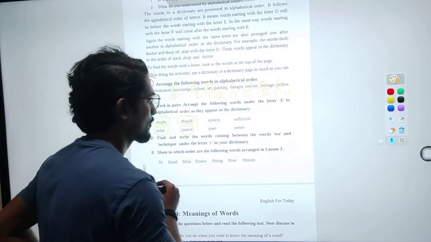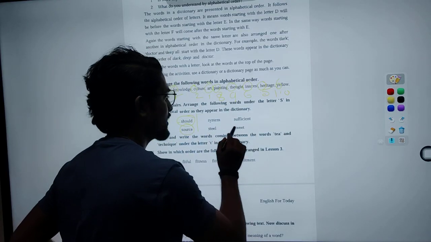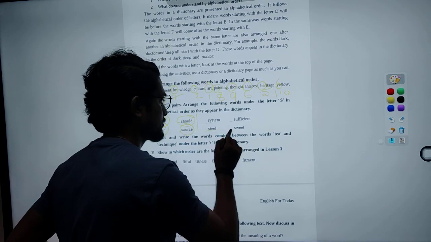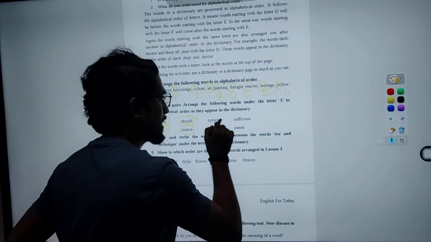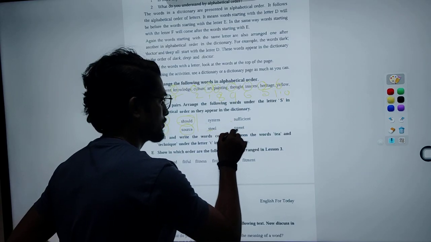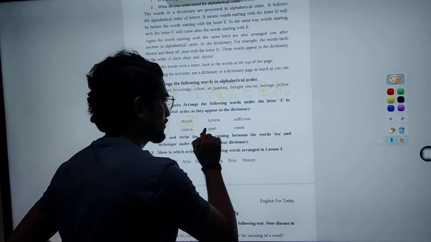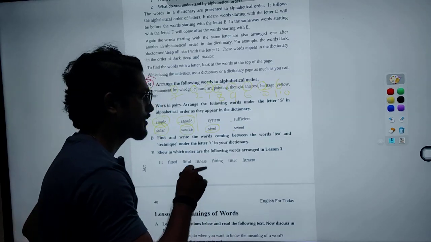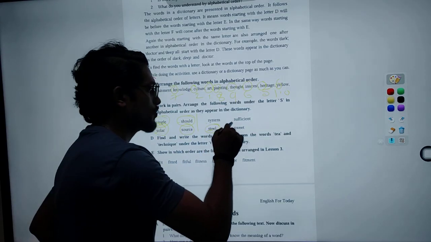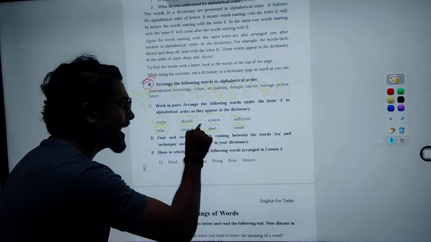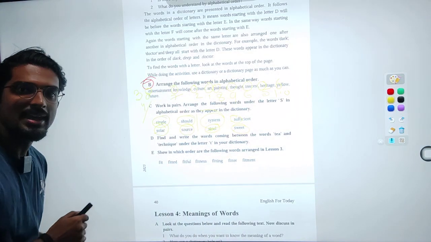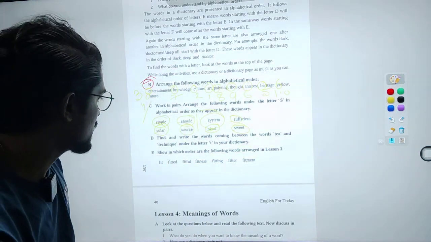Next one. System, sufficient, still, sweet. So everything is S. Let's move on to the next alphabet. T, U, W, Y. So still, sufficient, sweet, and system. Okay, these are the alphabetical order.